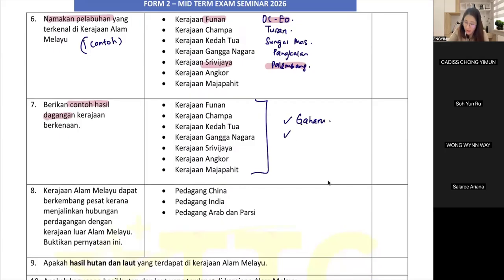My suggestion, gaharu, rotan, damar, gading gajah, elephant tusk. I suggest you all memorize this. Kapur barus, good one. Thank you, Dylan. Anything else? Yeah, these are the ones that are commonly asked. Don't write gold. Like this afternoon, a student gave me gold, in the Mandarin class. It's not that you are wrong. It's just that it's not common. Only a few kingdoms have it, but these ones are at least more than 3 to 4. Yeah, that's why I say study smart.